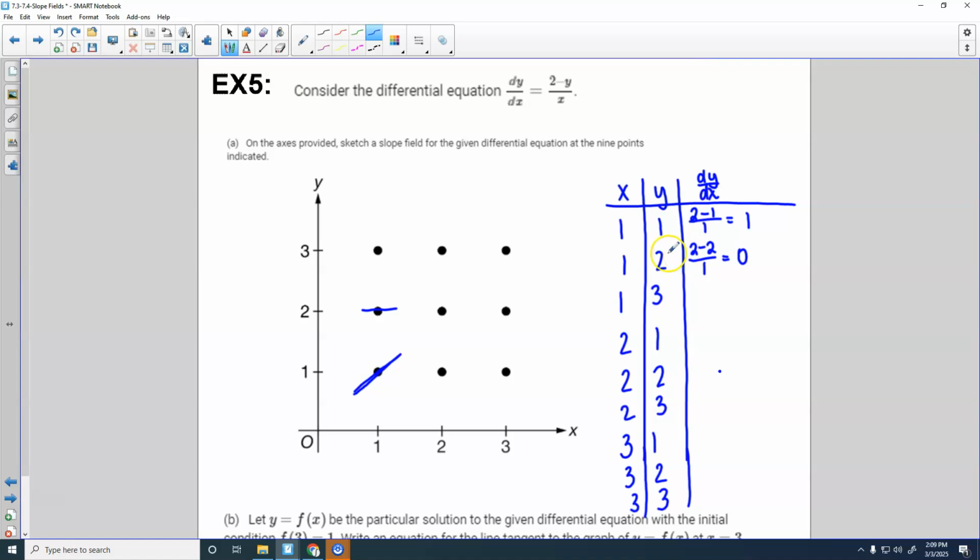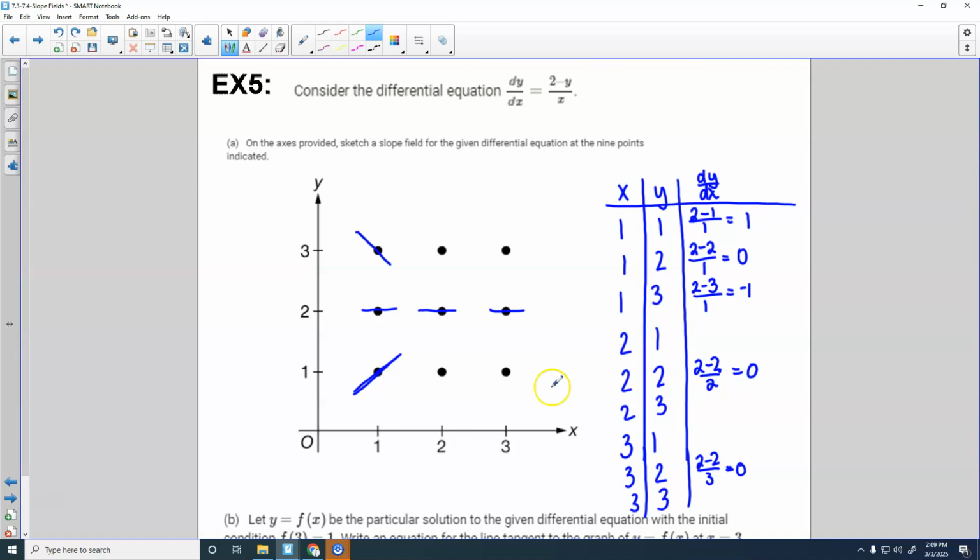Along that whole row, anytime the y value is 2, here I'd have 2 minus 2 over 2. That's going to give me 0. Here I'm going to get 2 minus 2 over 3. That'll still give me 0. So sometimes I skip around a little bit when I notice those things. If I've got 1, 3, that is 2 minus 3 over 1, and that will give me negative 1. So I have a slope of negative 1 right here.